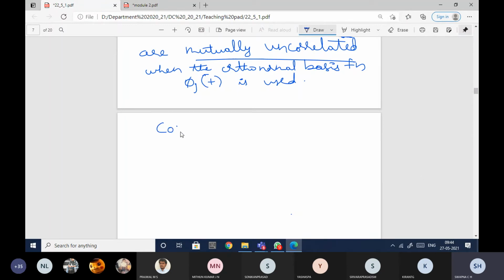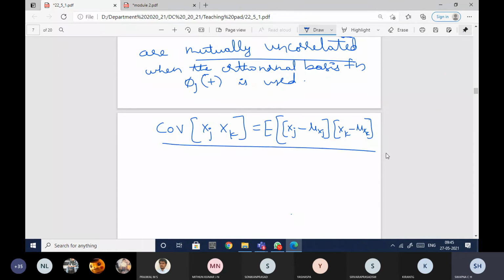So here I need to find the covariance of Xj and Xk. If you recall your properties, covariance can be found by taking the expectation of Xj minus the mean of Xj, into Xk minus the mean of Xk. This is just the existing formula to calculate covariance. I don't know how many of you know this, but this is the formula. So if you recall from the previous discussion, what is mu Xj?